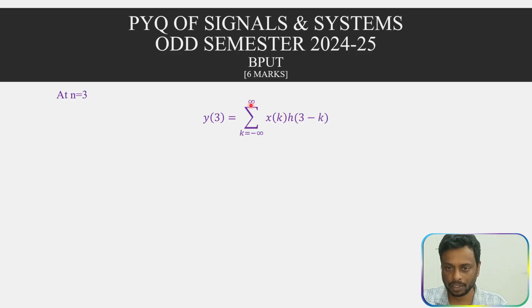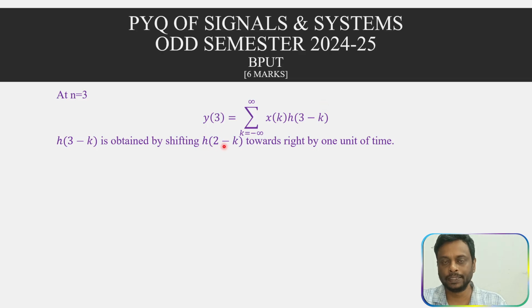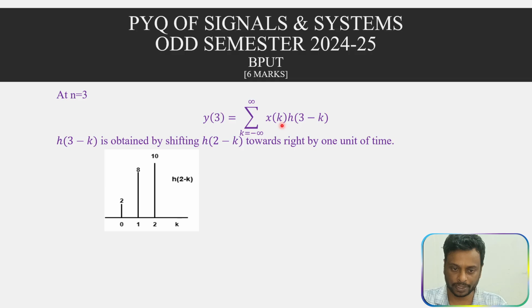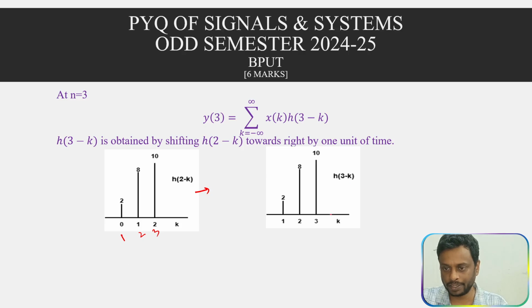So let us calculate this h of 3 minus k. So h of 3 minus k will be obtained by shifting h of 2 minus k by 1 unit of time. So this is h of 2 minus k. Let us shift this towards the right. So it will be 1, 2 and 3. Now it will be multiplied with x of k.